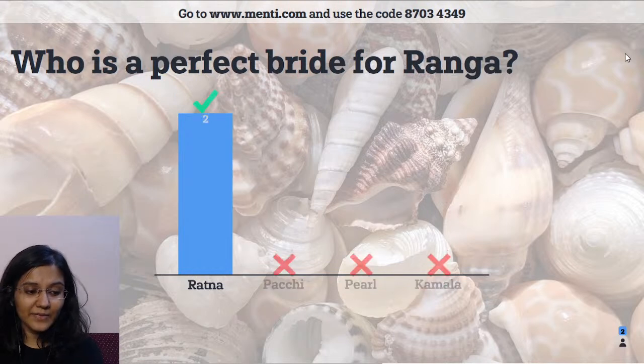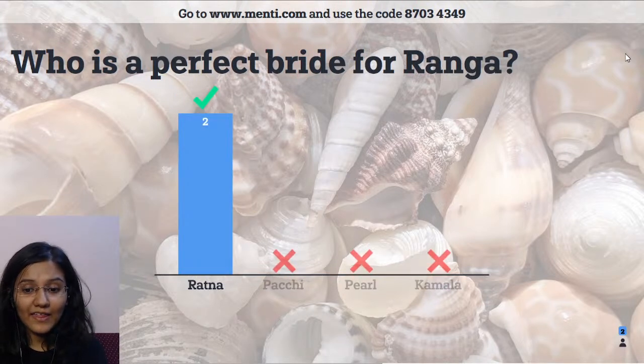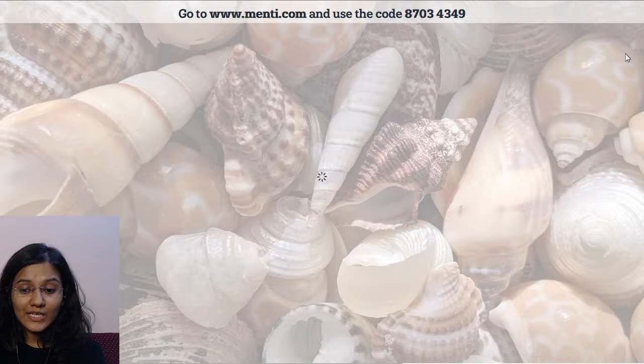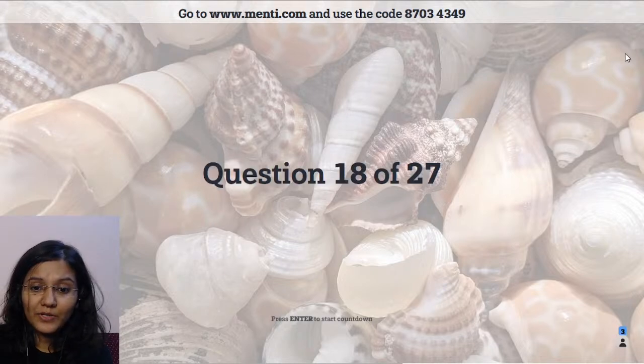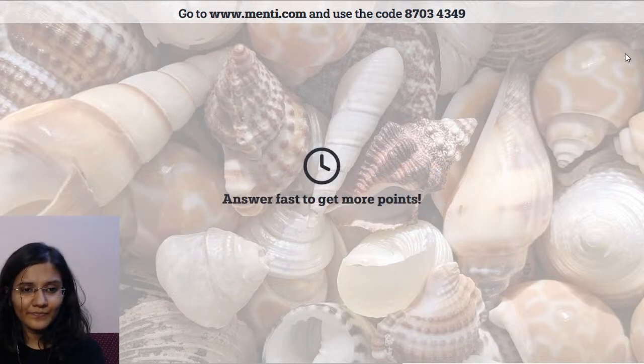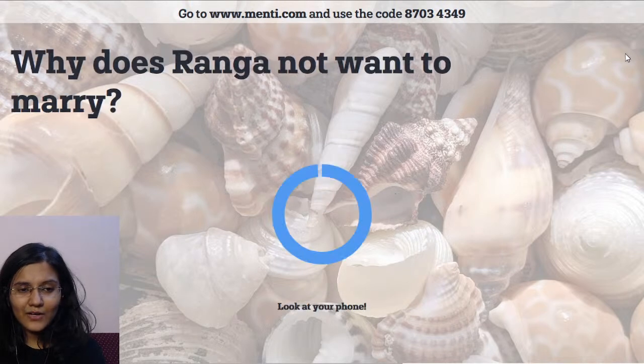Yeah, it is very much Ratna. That is the person who the narrator has decided is the perfect bride for Ranga. And why is it that Ranga does not want to marry?